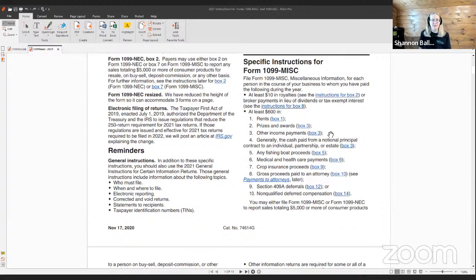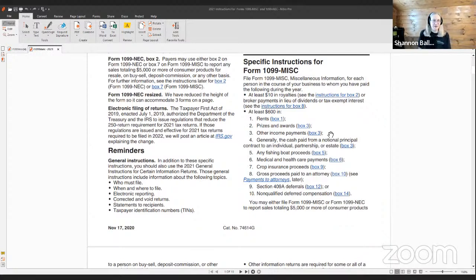Electronic filing of forms. The Taxpayer First Act of 2019, enacted July 1st, 2019, authorized the Department of the Treasury and the IRS to issue regulations that reduce the 250 return requirement for 2021 tax returns. If those regulations are issued and effective for 2021, the tax returns are required to be filed in 2022. We will post an article at irs.gov explaining the change.